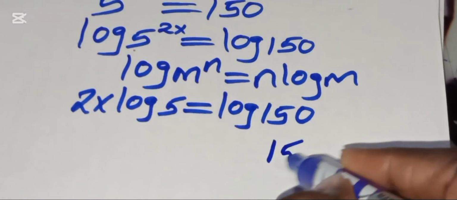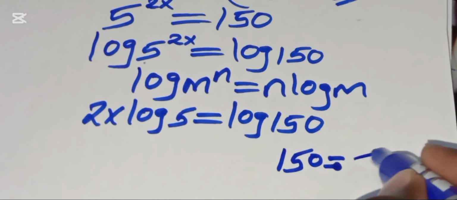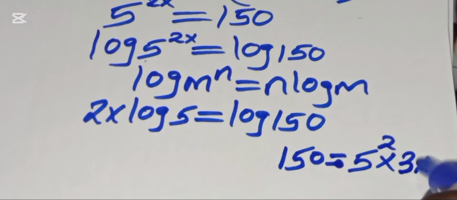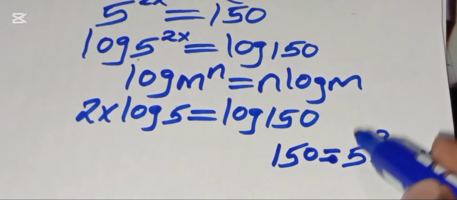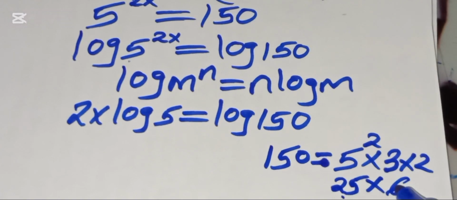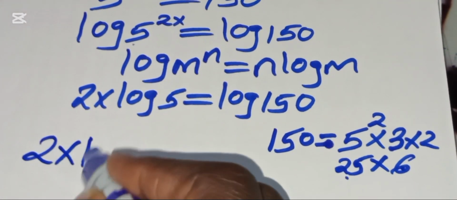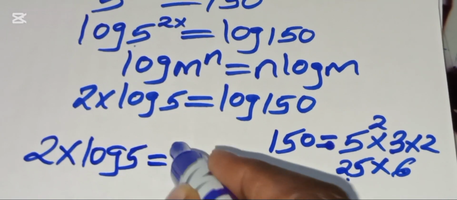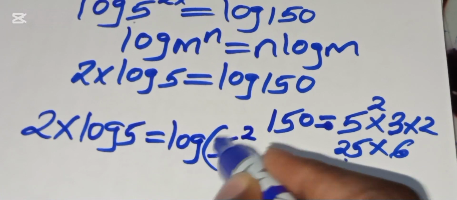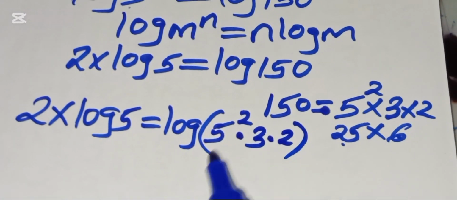Now, we can rewrite 150. 150 can be expressed as 5 squared multiplied by 3 multiplied by 2. 5 squared is the same thing as 25, multiplied by 6, and 25 times 6 is the same thing as 150. So this becomes 2x log 5 equal to log of 5 raised to power 2 multiplied by 3 multiplied by 2.